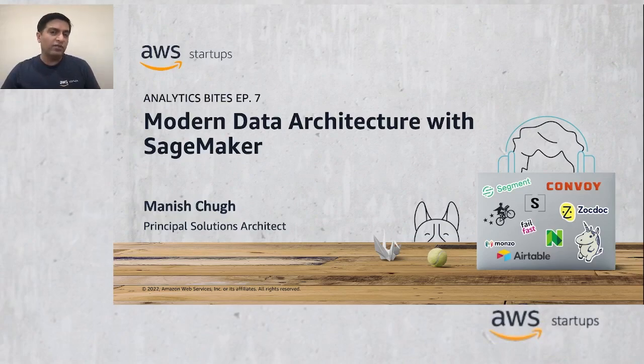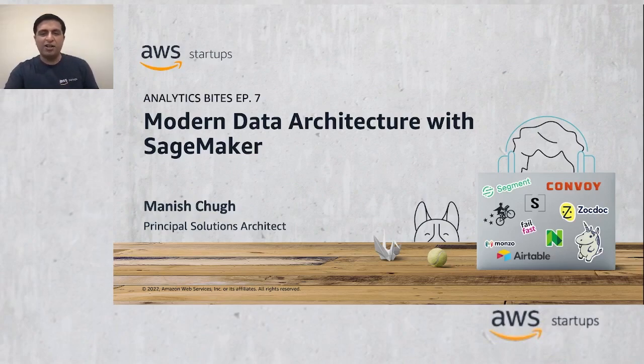I'm based out of San Francisco office, and in my day-to-day activities, I help my startup customers build, deploy, and run scalable and cost-effective workloads on AWS cloud. In today's episode, I'm going to talk about how to train and deploy your machine learning models using Amazon SageMaker, and also how to design and integrate modern data architecture with SageMaker for machine learning predictions.